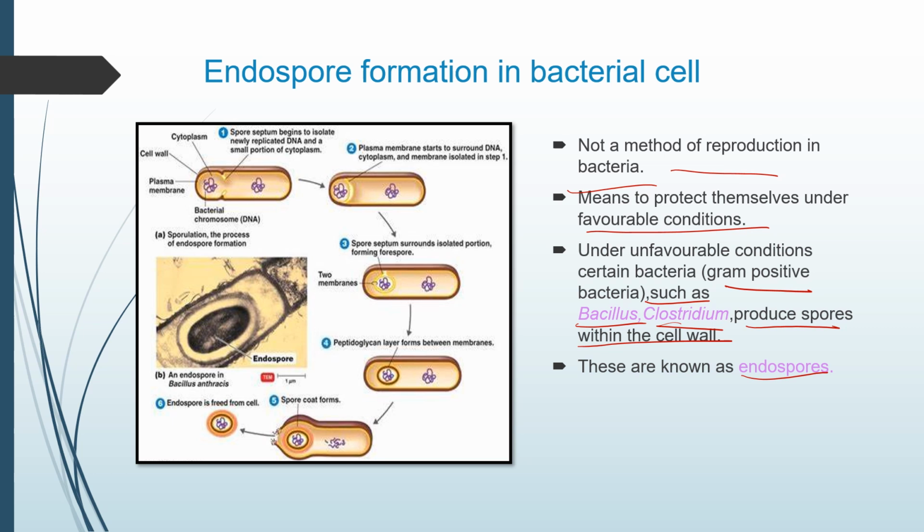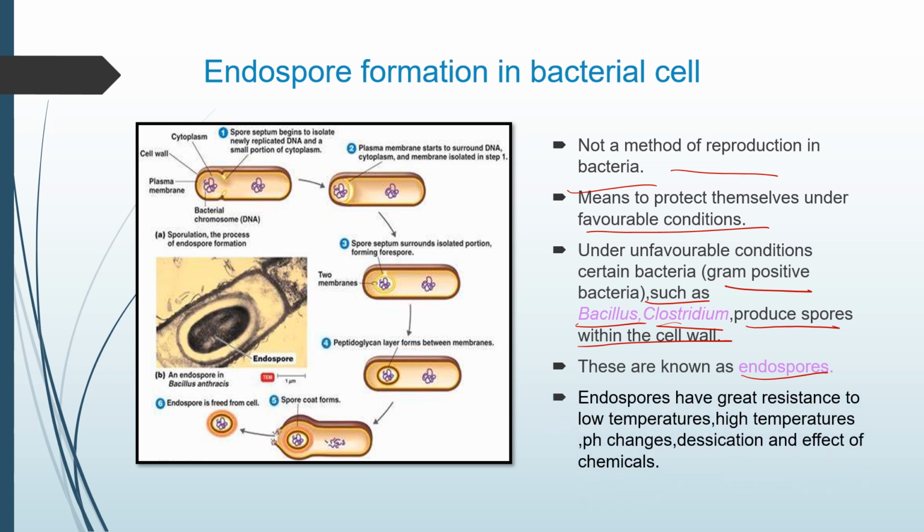And endospores have great resistance to low temperature, high temperatures, pH changes, desiccation and the effect of chemicals. When favorable conditions recur, these spores rupture and the dormant protoplasm becomes active, and the bacteria start multiplying. So let us see what is happening here.